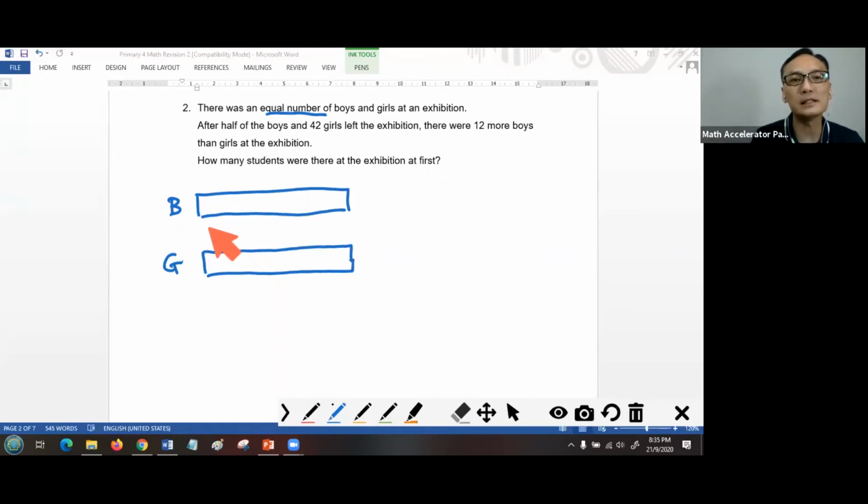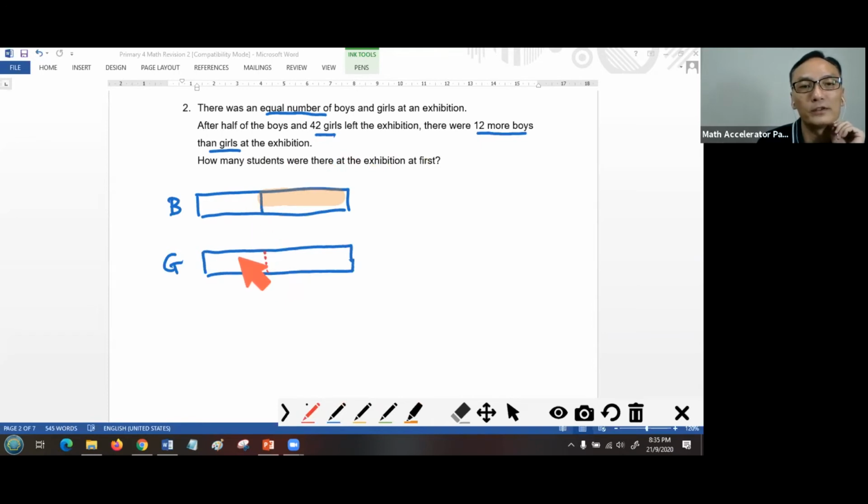Right. So the next thing is, after half the boys and 42 girls left, we split the boys into 2. And 42 girls left, but I do not know where to cut. Let's read on. There were 12 more boys than girls at the exhibition. Half the boys left. So after that, there are 12 more boys than girls at the exhibition.